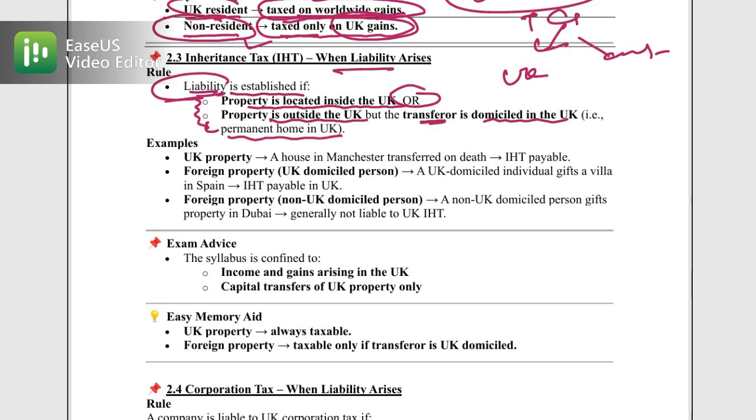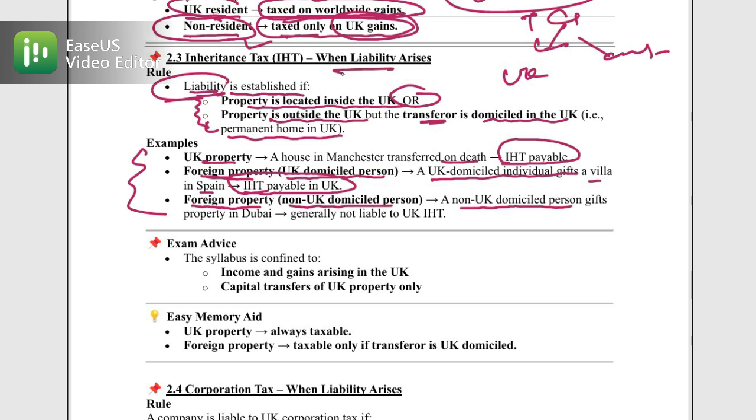In the example here, we have three examples. First, UK property: a house in Manchester transferred on death, so you will have to pay IHT, because the property is located inside the UK. The second one, foreign property: the property is outside the UK, but the person is UK domiciled, meaning their permanent home is in the UK. So a UK domiciled individual gets a villa in Spain, and IHT is payable in the UK. And then foreign property with a non-UK domiciled person: a non-UK domiciled person gifts property in Dubai, and this is generally not liable to UK IHT. So these are the two cases where you will have to pay IHT.